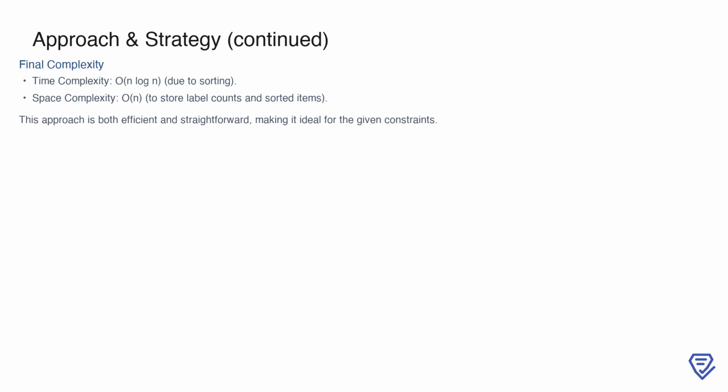The final complexity of the chosen approach is as follows. The time complexity is O(n log n), which comes from the sorting step, and the space complexity is O(n), required for storing the sorted items and the label count map.